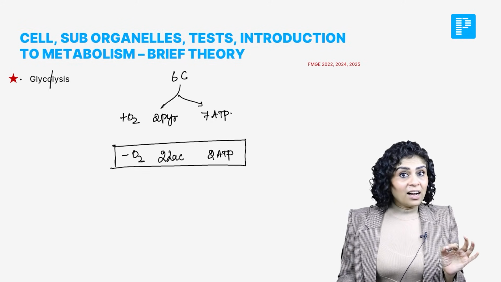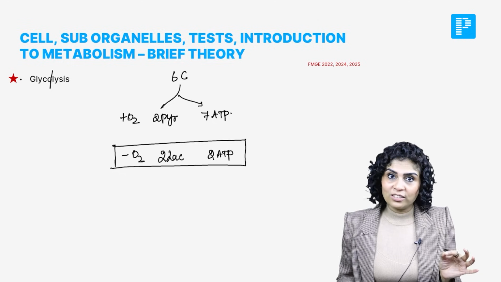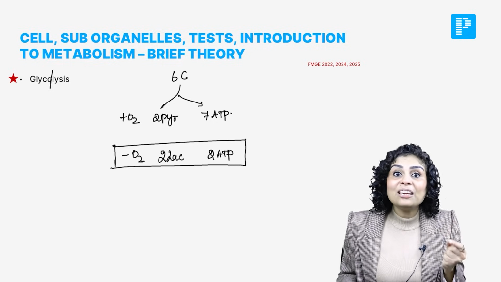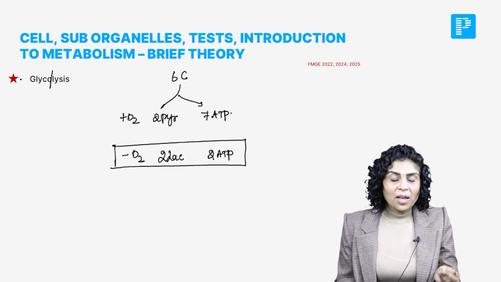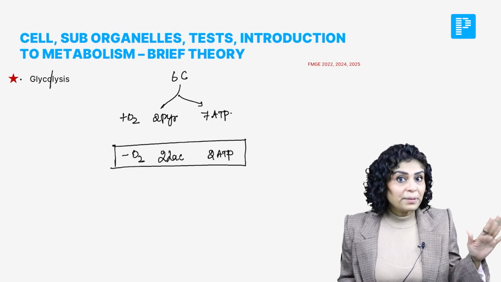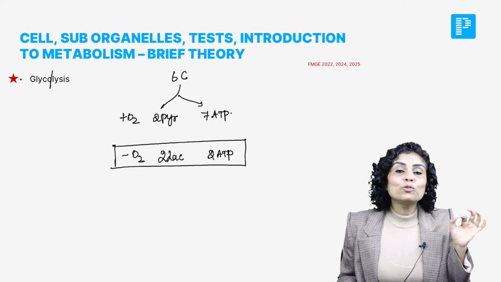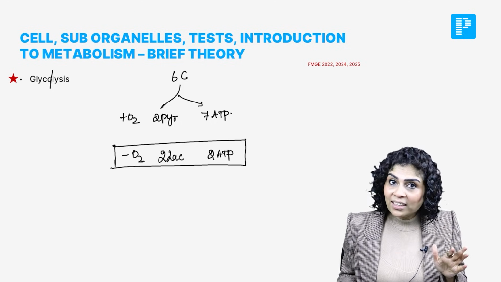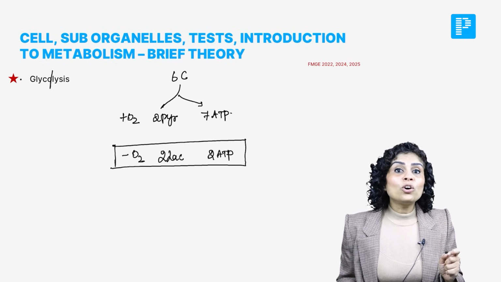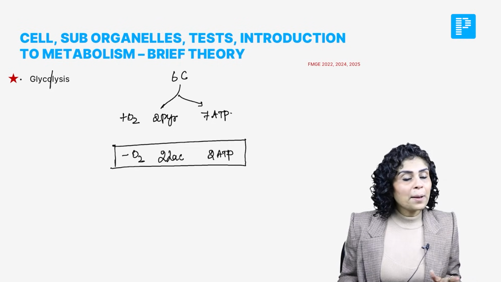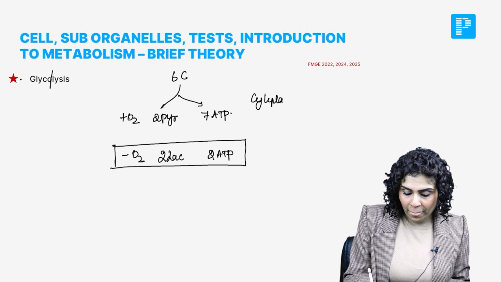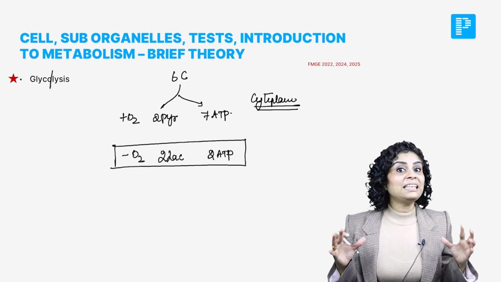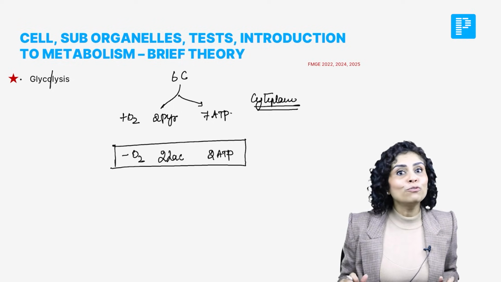So if you are asked what is the significance of glycolysis, your answer should be this is the only pathway that can generate ATP even in the absence of oxygen. Because it's a pathway which is not dependent on oxygen, it happens in cytoplasm. Any pathway which is dependent on oxygen should happen in mitochondria. So these are the facts that you should know about glycolysis. It happens in cytoplasm. It can generate ATP even in the absence of oxygen.